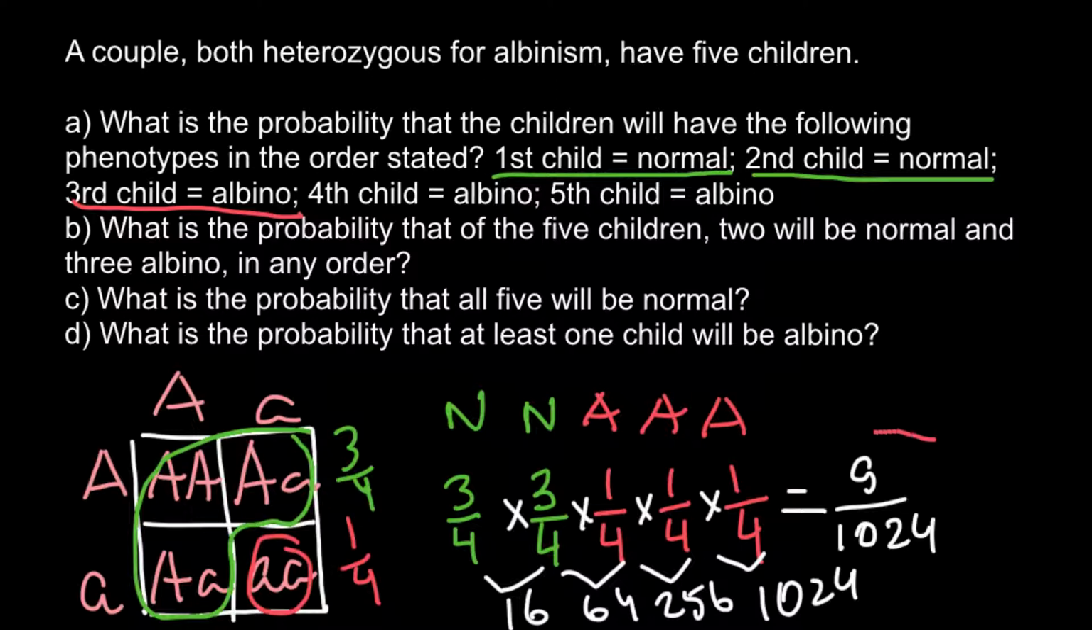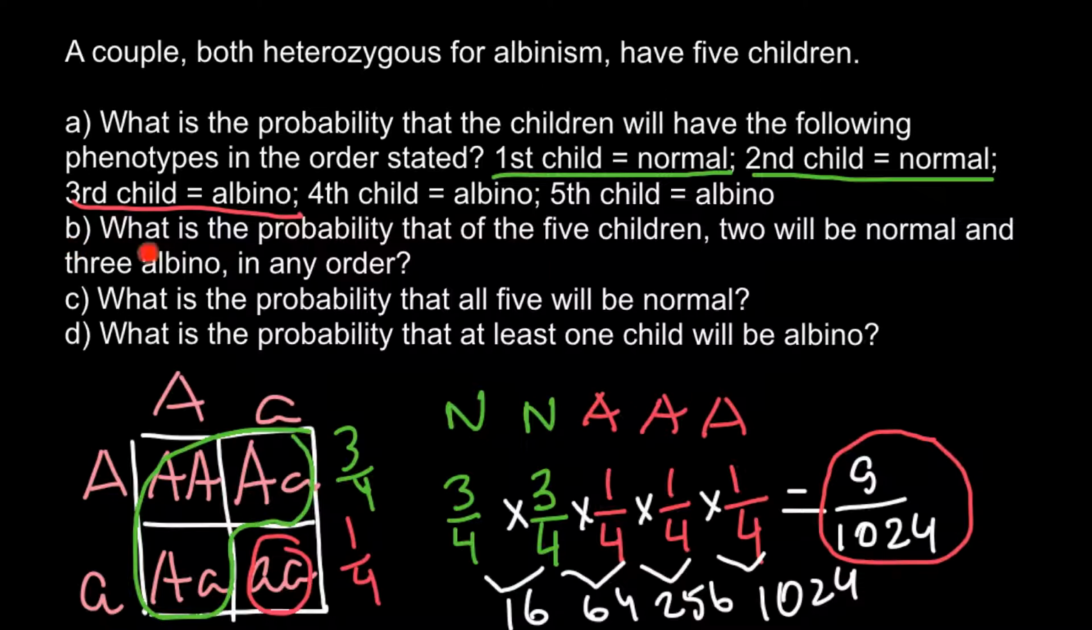The probability that the first child would be phenotypically normal, second child would be phenotypically normal, and then 3 affected children in a row would be 9 out of 1024. If we need an answer in percentage form, we have to divide 9 by 1024 and multiply by 100, and this is going to be the answer in percentage form.